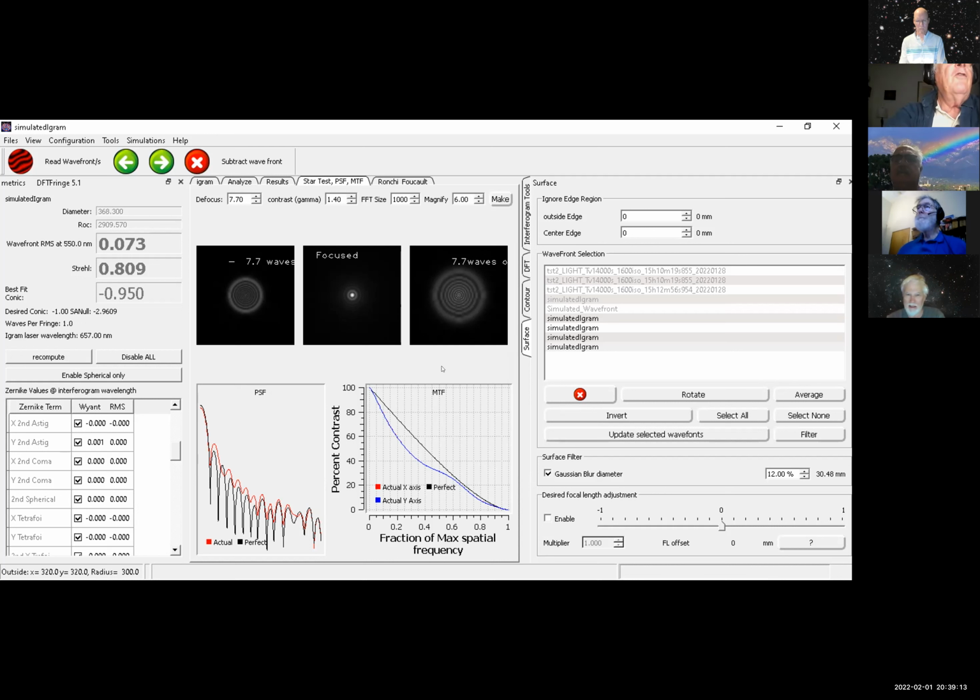So the point spread function, you can see here that you're approaching the central point, and the rings are lower in amplitude. They're more aligned with the theoretical function of a perfect mirror. Now this applies also to a refractor. Refractors have issues too.